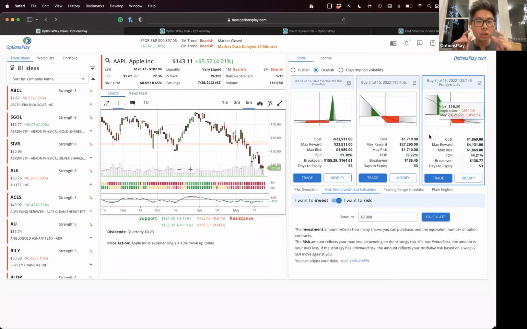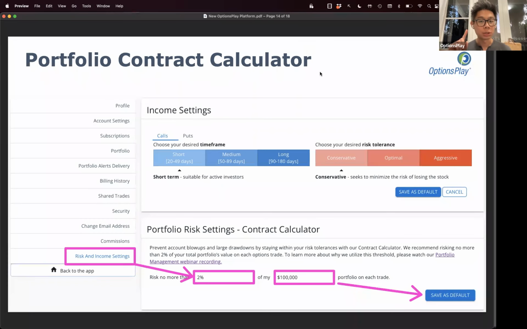And this is such a small feature in OptionsPlay, but arguably more important than anything else that I'm teaching you here today. We built this to make your ability to manage risk as simple as possible, just a single click. So again, if you're on your platform right now, I recommend you go to the risk and investment calculator. It takes 2 seconds to set this, 2% and your account value. That's it. Those are the only 2 things that you need to put in.